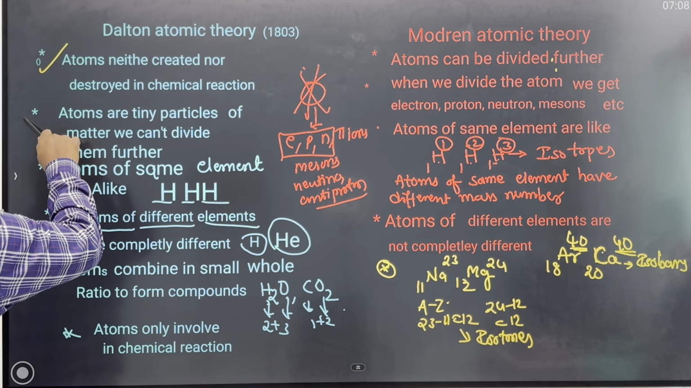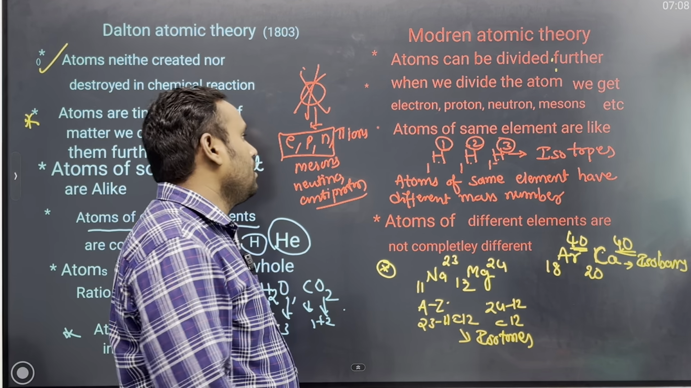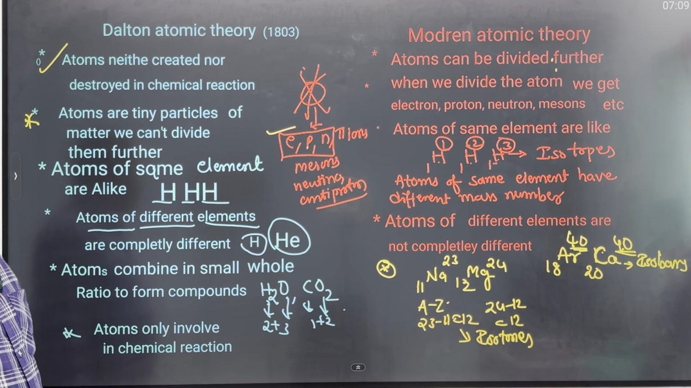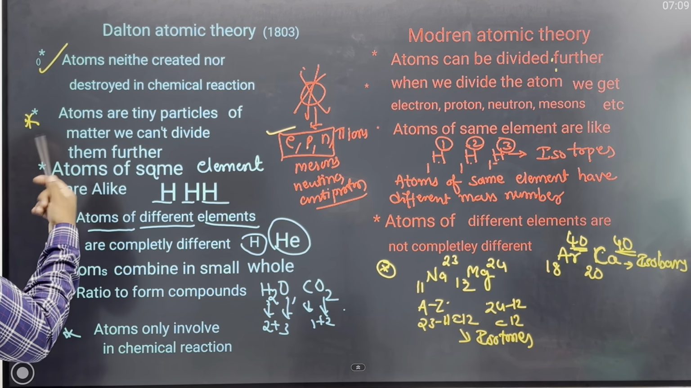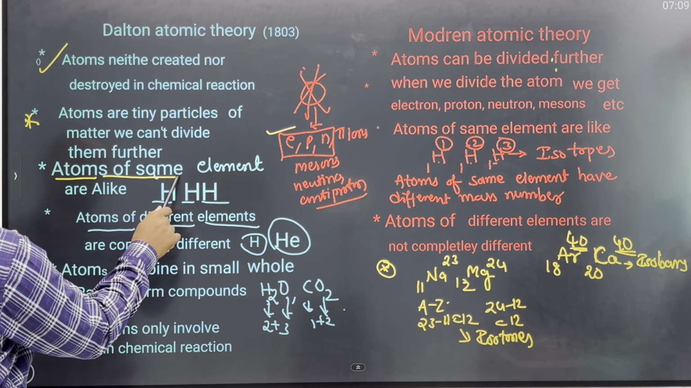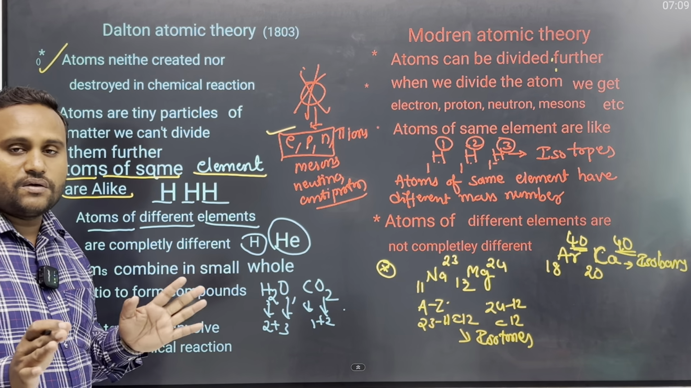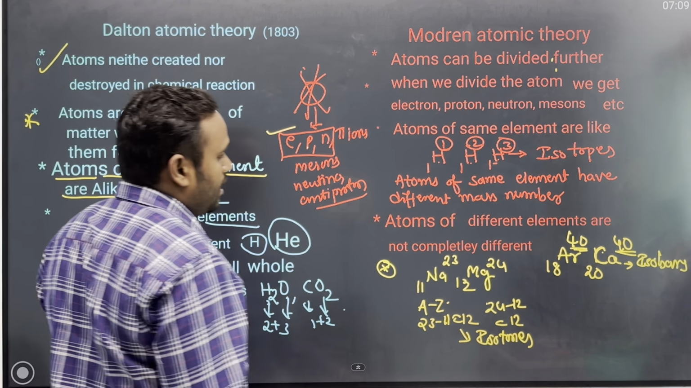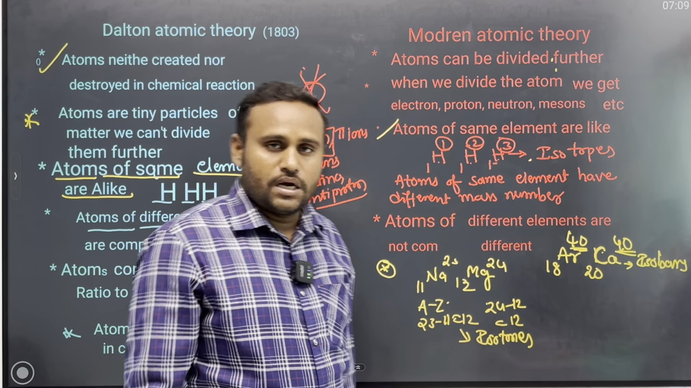Next, atoms are tiny particles of matter that we cannot divide further. But this is false. Why? Atoms can be divided. When you divide the atom, you get electron, proton, and neutron, and pions, mesons, neutrino, antineutrino, etc. Modern theory says atoms can be further divided. According to Dalton's theory, atoms of the same element are alike, completely the same, with no single property different. But modern theory says atoms of the same element are alike only in some respects, and some properties are different. For example, isotopes of the same element have different mass numbers.